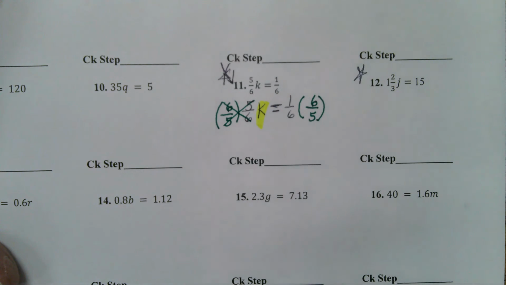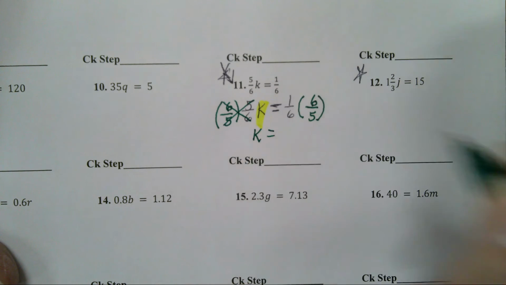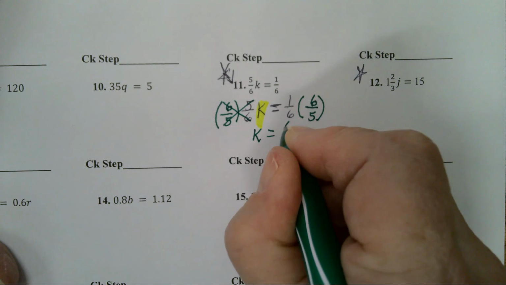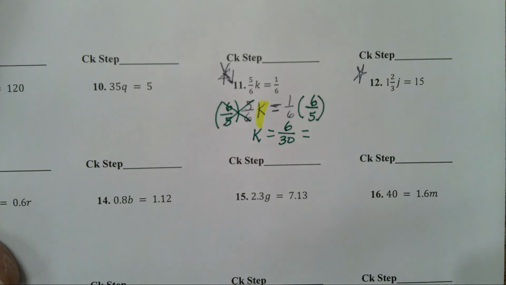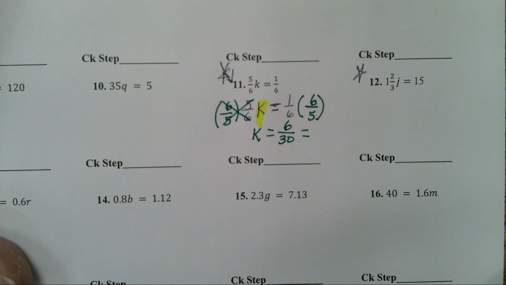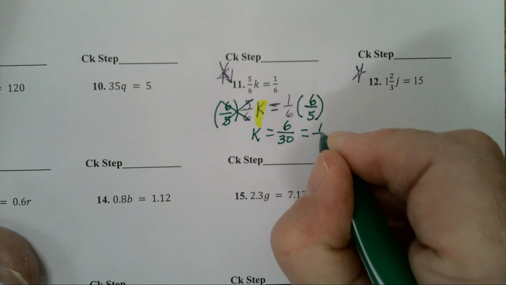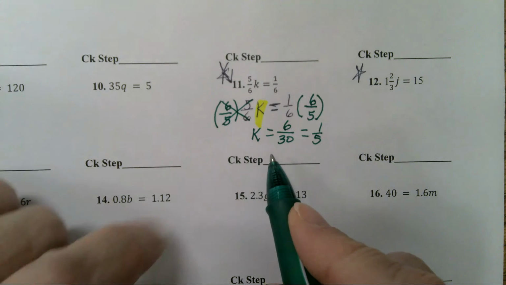which is all you want to end up with. So our answer is going to be k equals 6/30. 1 times 6 is 6. 6 times 5 is 30. What will that simplify to? 6 divides 6 and 6 divides 30. 1/5. Okay?